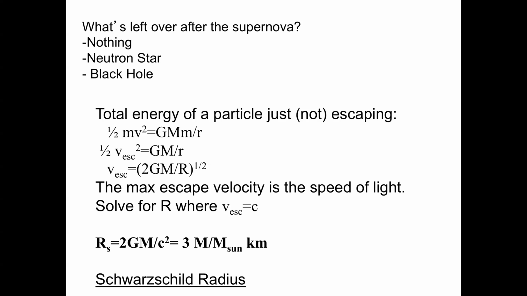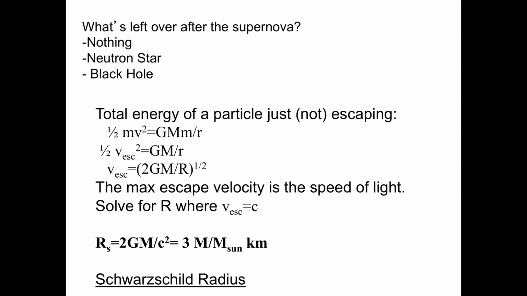But there actually are three possibilities of what's left over after a supernova explosion. In some cases, the explosion completely destroys the star, and there's no remnant left whatsoever. In others, a neutron star forms, this dense ball of neutrons that's only a few miles across. And in some cases, that neutron star is so massive that even the neutron degeneracy pressure is not enough to support it against further collapse, at which point it collapses to become a black hole.